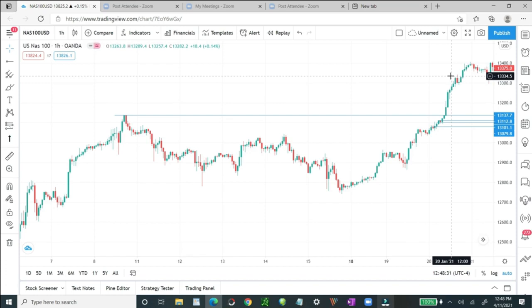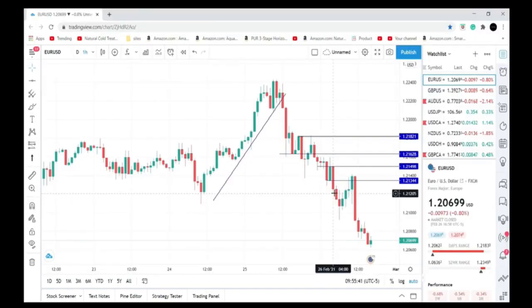So I hope you guys understand. You're looking for a price, right? You're looking for the closest swing highs and swing lows. So that's it when it comes to marking down your charts.